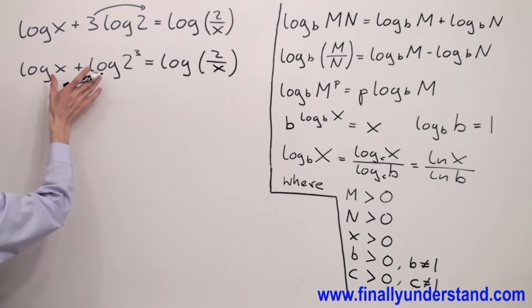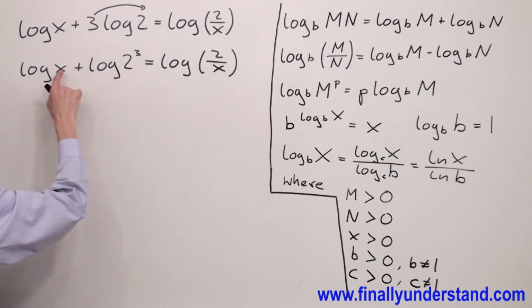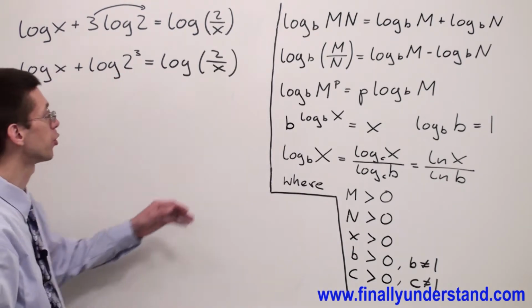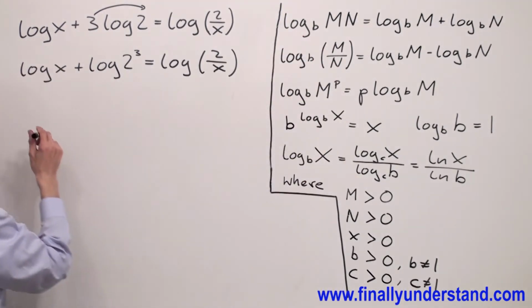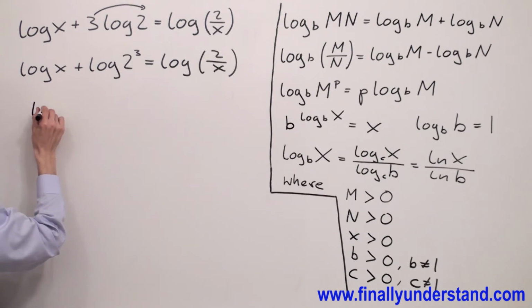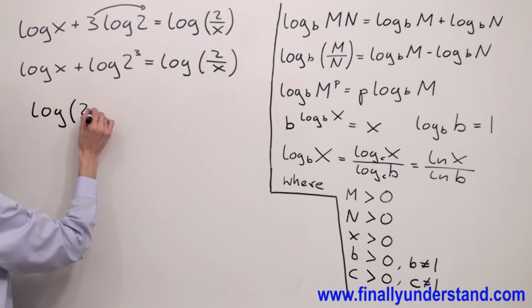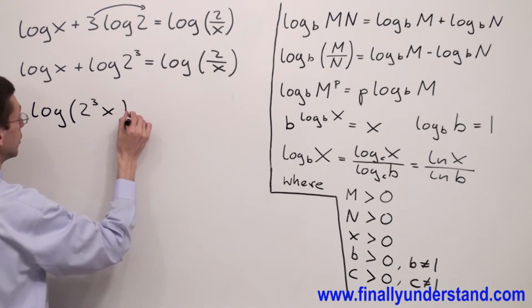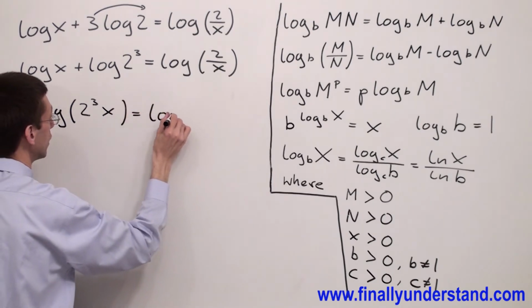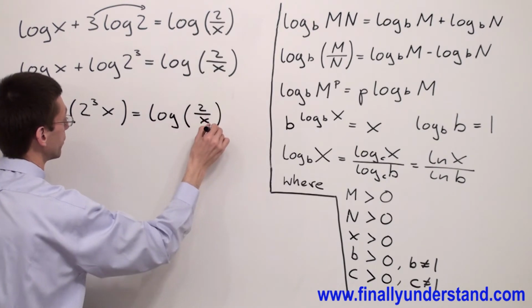At the left side we have the sum of two logarithms. These two logarithms have the same base. When they have the same base, I can use the property for the logarithm of the product. And the left side is going to look like this right now. I have logarithm of 2 to the third power times x is equal to logarithm of 2 over x.